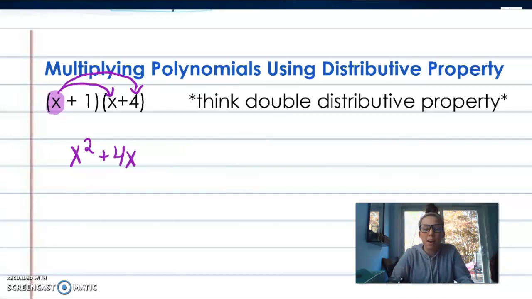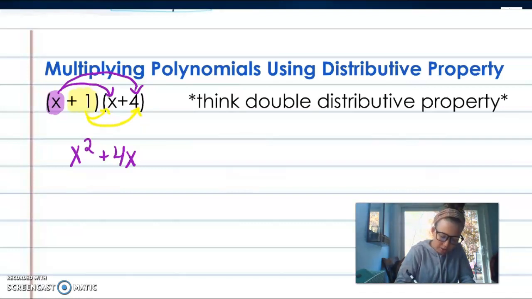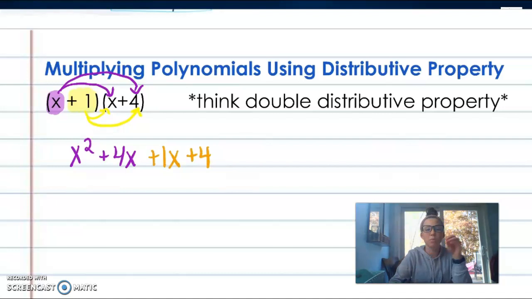Then we're going to multiply the 1 times each term in the second set of parentheses. Let's use yellow, a bright color, and multiply it here and here. The 1 times x is going to be 1x, and the 1 times positive 4 is going to be plus 4. So you distribute the first term through the second set of parentheses, and then the second term through the second set of parentheses.